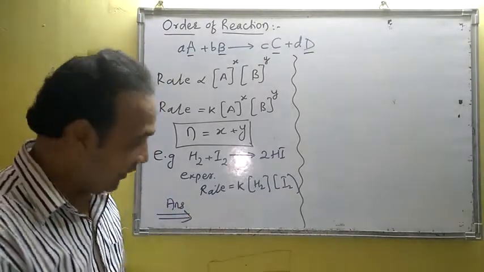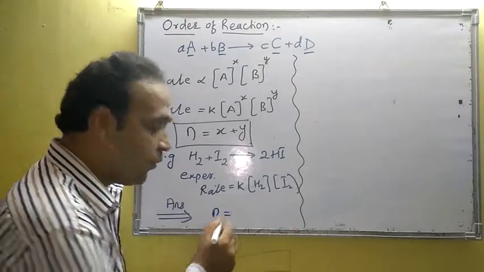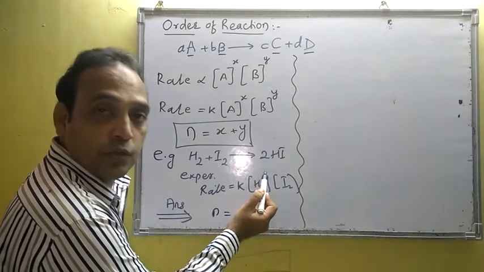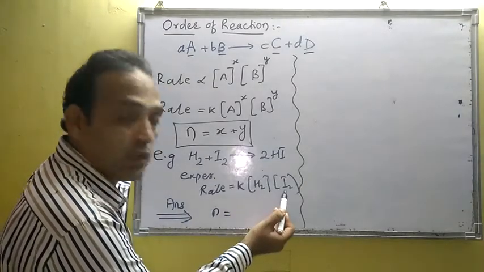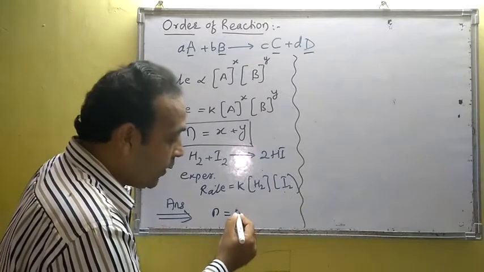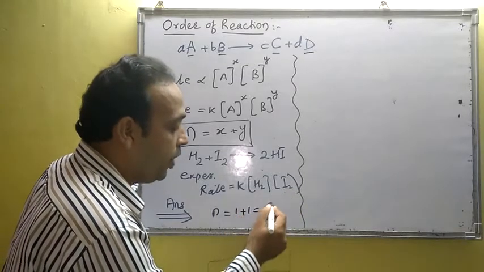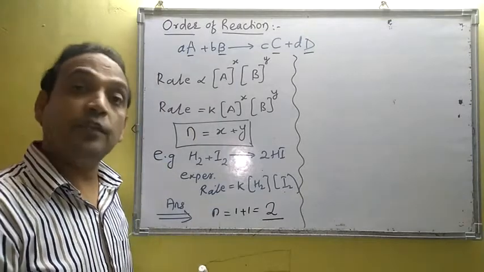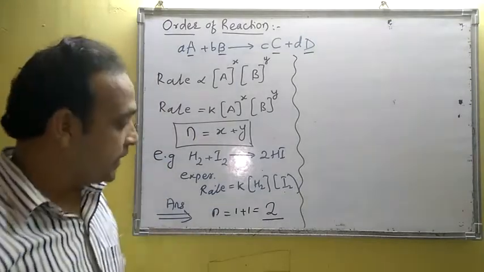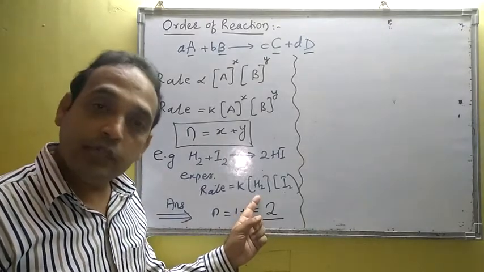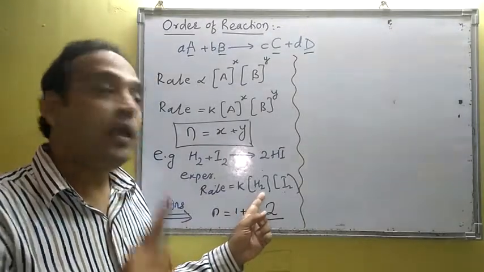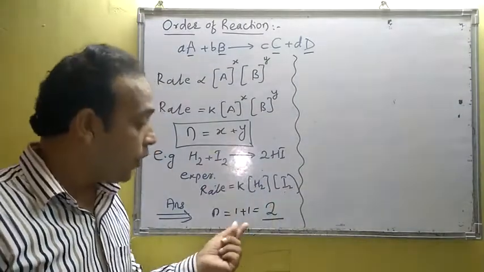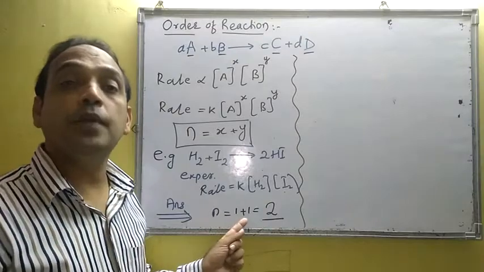What will be the order of reaction here? So we can write n is equal to concentration of H2 raised to the power 1, concentration of I2 raised to the power 1, which means 1 plus 1. What is the overall order of reaction? 2, the sum of the powers. Now individually we can say the order with respect to H2 is 1, and the order with respect to I2 is 1. Overall, the order of reaction is 2, 1 plus 1.